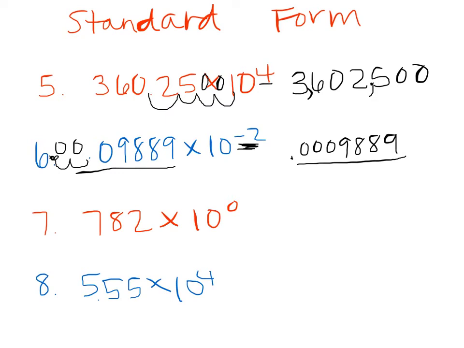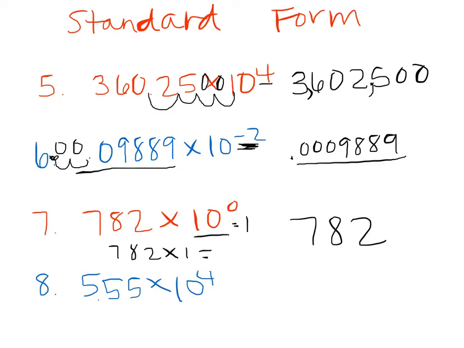Now this next one is tricky. This idea here is that whenever it's 10 to the 0, that is the same as saying 1. So all we're doing here is going 782 times 1, and hopefully everybody's like, that's just 782.